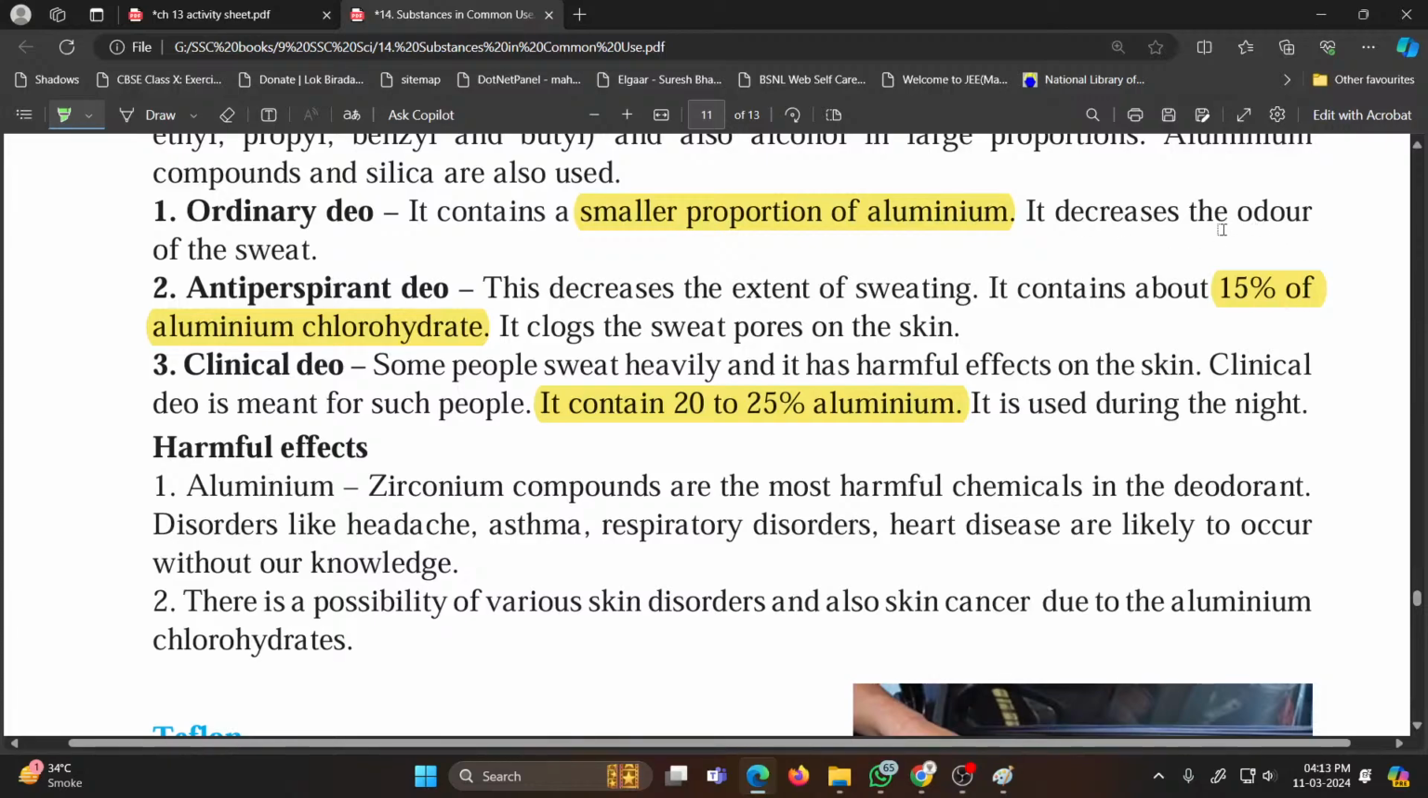Ordinary deo is used to decrease the odor of the sweat. Anti-perspirant deo decreases extent of sweating, whereas clinical deo is used in case of people who sweat heavily.